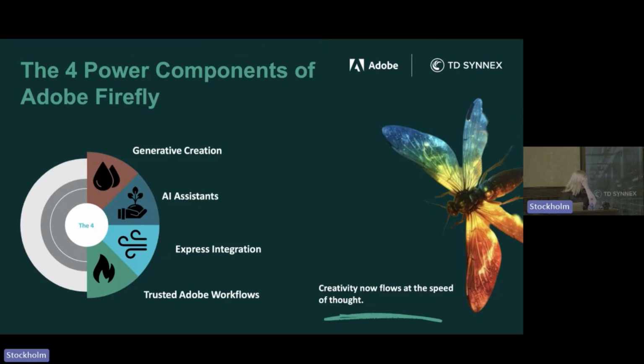We have the 4 components of Adobe Firefly when we're talking about AI. This is how Adobe is doing this. The first one is generative creation, creating through language, using prompts to generate ideas and bring them to life. Then we have the AI assistants, being able to refine and expand ideas. Express integration, generating within your own workspace. And then number 4 being the trusted Adobe workflows, creativity built on reliability.